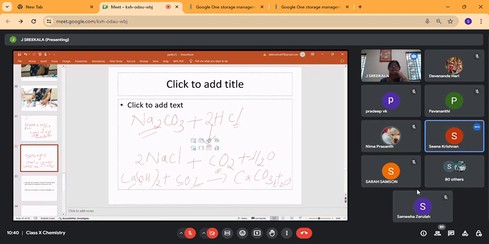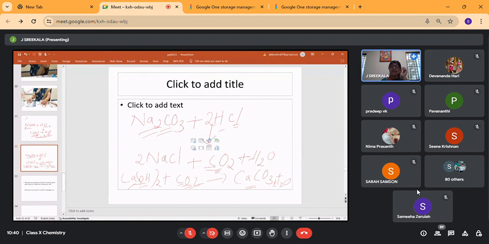H2O. Isn't it? Children, once again you see what we did. HCl is added to sodium carbonate. Then what is the gas produced? Carbon dioxide. This gas is passed through lime water. Then it turns milky because of the formation of calcium carbonate, a white colored substance.